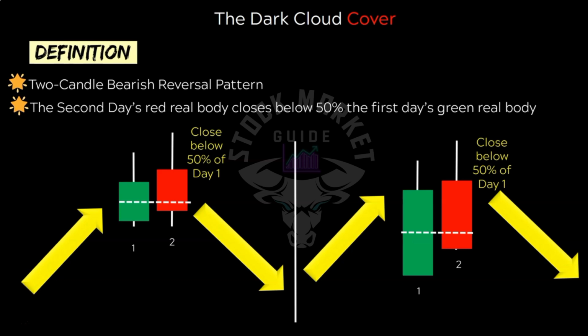A typical dark cloud cover pattern will look like any of these. The important point to note here is that this second red candle opens above the close of the previous candle but closes below this 50% dotted line. Hope the concept is clear to you and you can easily identify this pattern on your charts.